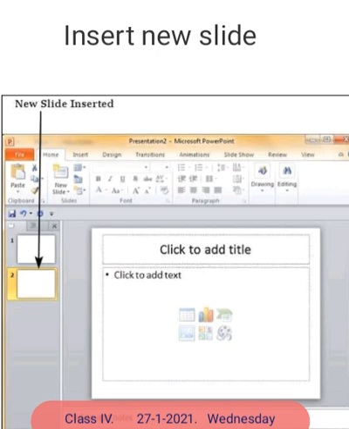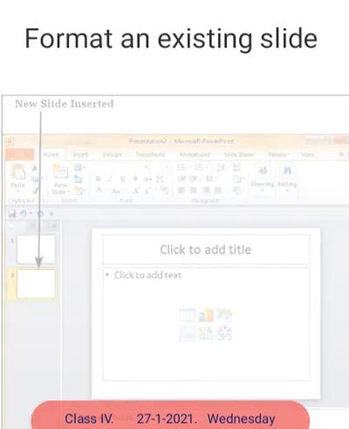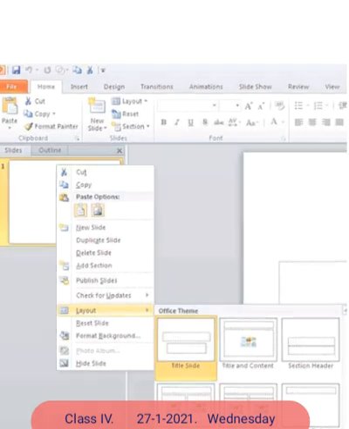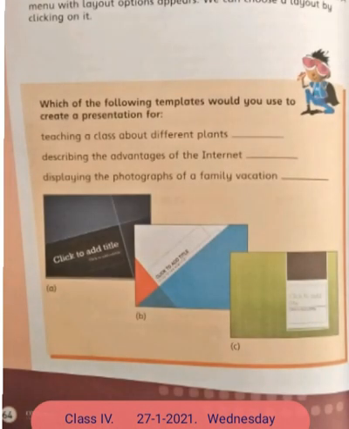Okay, to format an existing slide, that is, if we want to change the layout of a slide that we have already inserted in our presentation, then we right click anywhere on the slide. A menu with layout options appears. We can choose a layout by clicking on it, and the layout of this existing slide is changed. I hope you can understand today's topic, in which I discussed templates, slides and slide layouts.